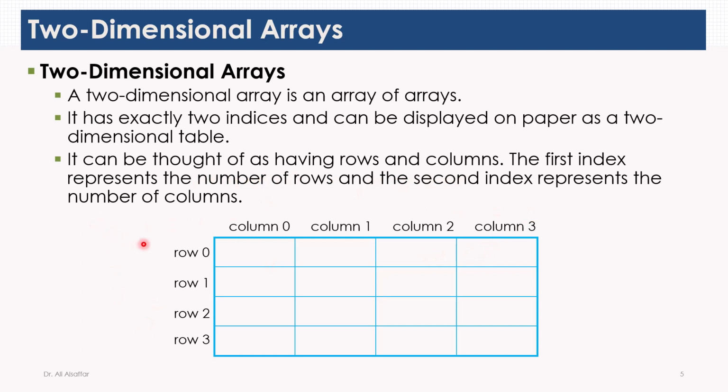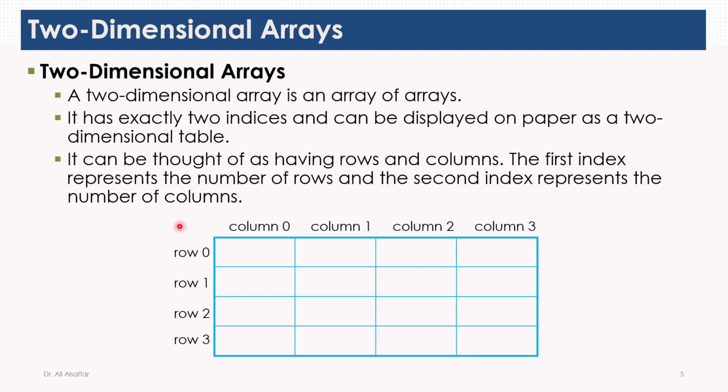The first index represents the number of rows and the second index represents the number of columns. Now, when we say that a two-dimensional array is an array of arrays, what does that mean? It means that each row is in fact a one-dimensional array. So in this example, row 0 is pointing to an array of size 4, that has index 0, 1, 2, and 3. And row 1 is pointing to another array, of size 4 also, and it has index 0, 1, 2, and 3.